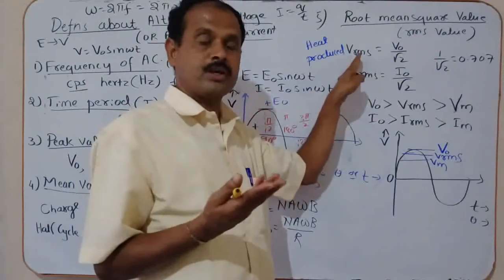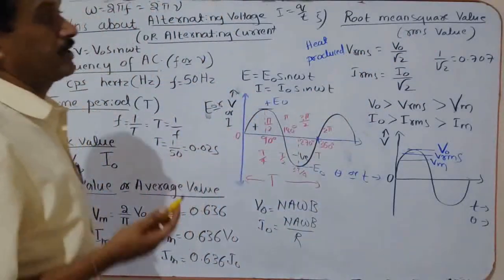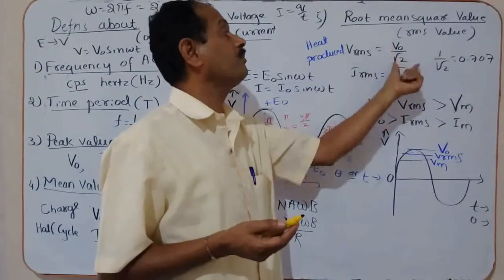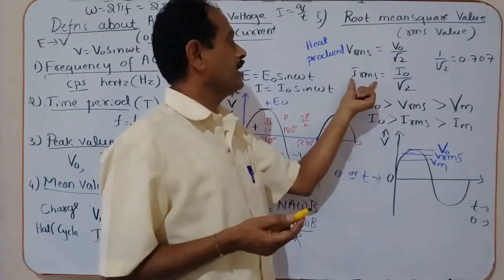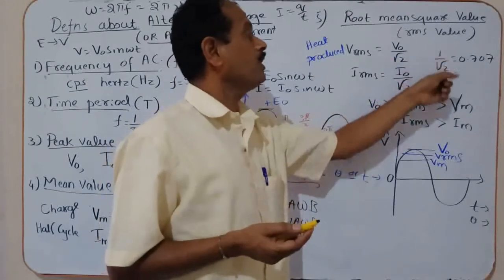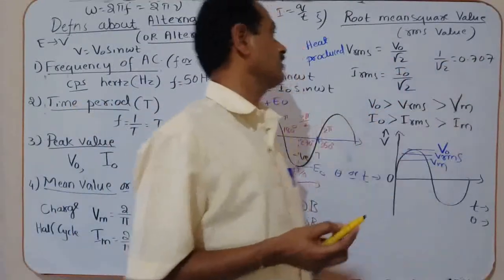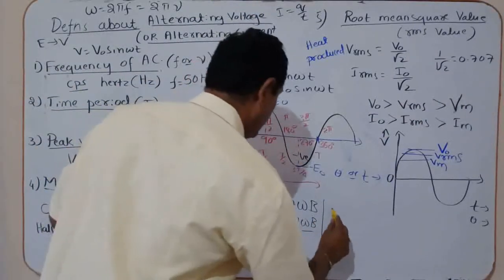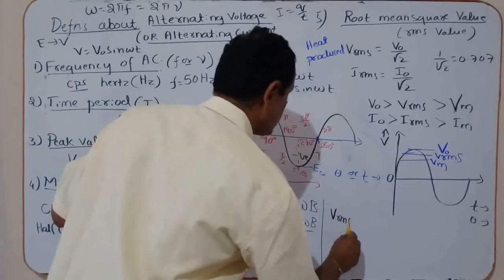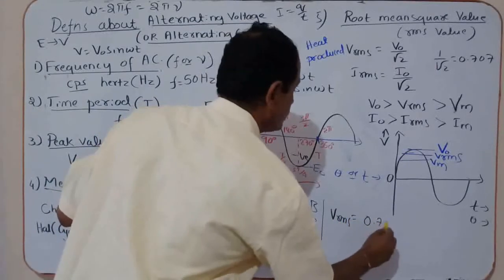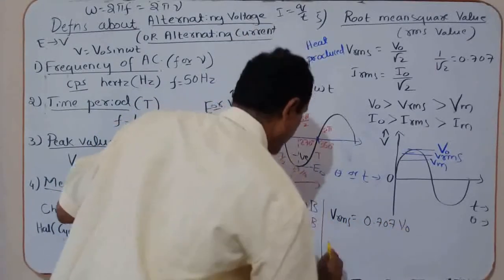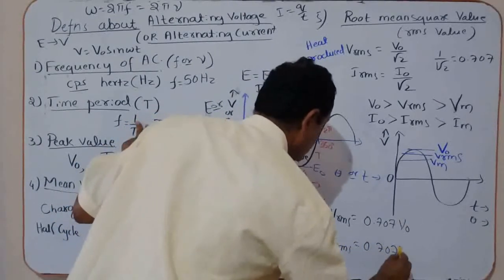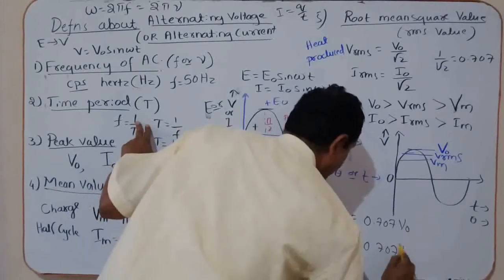Heat produce concept, we define the RMS value here. Now RMS value of voltage is given by V naught by root 2 and I RMS is I naught by root 2. Now 1 by root 2 is 0.707. At that time V RMS is equal to 0.707 V naught and I RMS is equal to 0.707 I naught.